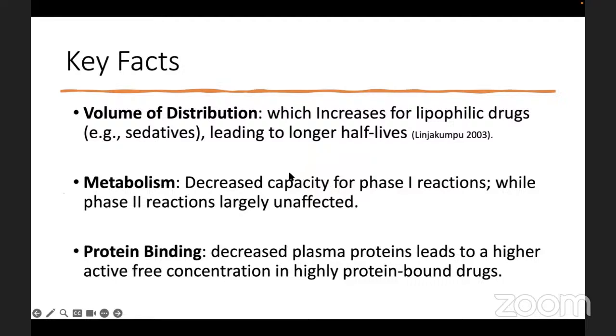First of all, the volume of distribution, which usually increases for lipophilic drugs, for example, sedatives, leading to longer half-lives. Metabolism: decreased capacity for phase 1 reactions while preserving phase 2 reactions. And finally, protein binding. Decreased plasma protein leads to a higher active free concentration in highly protein-bound drugs.